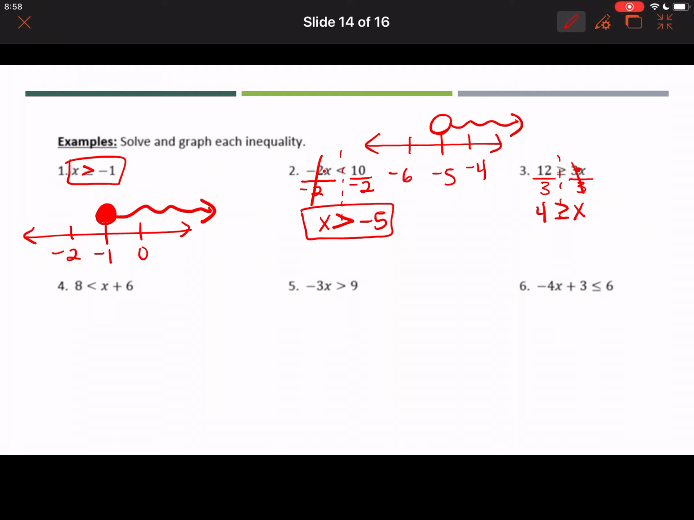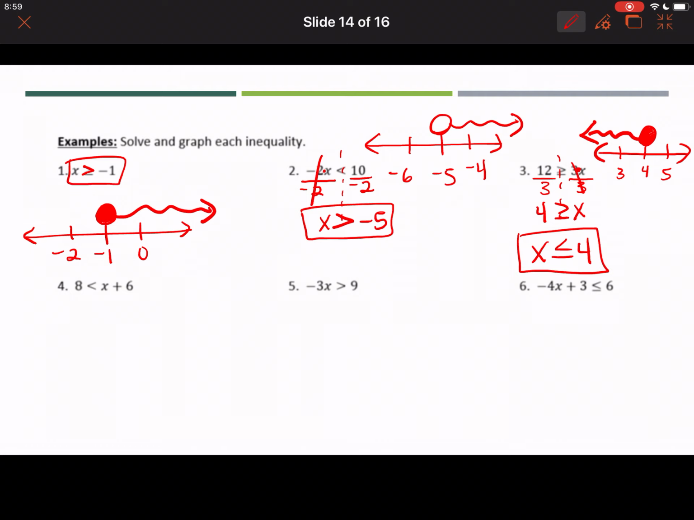But now remember, if I want to use that trick with shading in the direction of the arrow, I can't leave my answer like this. I have to flip the x and the 4. But when I flip sides, I have to flip the inequality as well. So this becomes x is less than or equal to 4. So on my number line, I have 3, 4, and 5. 4 is shaded in because it's less than or equal to, and x is less than that would shade over to the left.